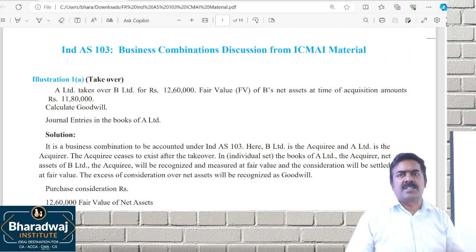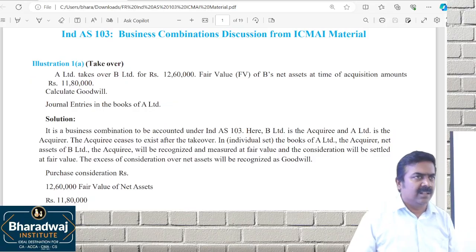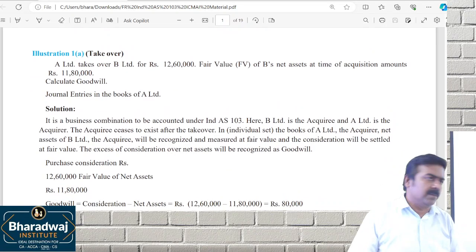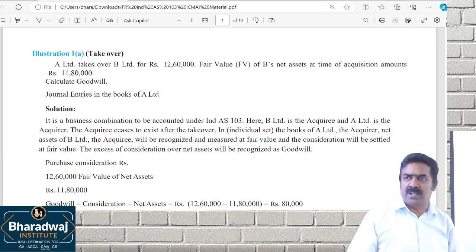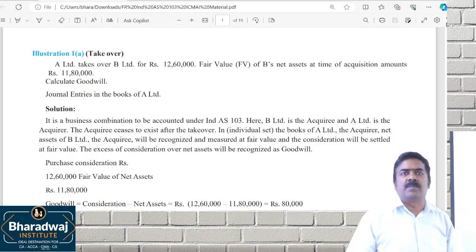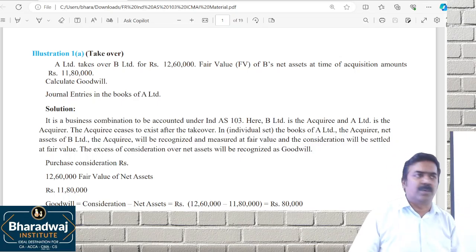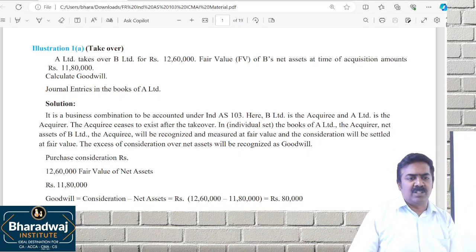All these questions I've taken from my ICMA material only. It is just a revision process to save the time, with solution I've given. Okay, first we'll discuss from this material. Then from CA Institute material also I've taken about 10 to 12 questions. We'll discuss that. Look at the first one.